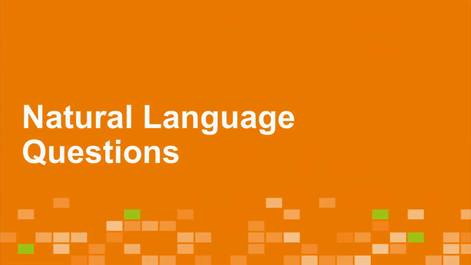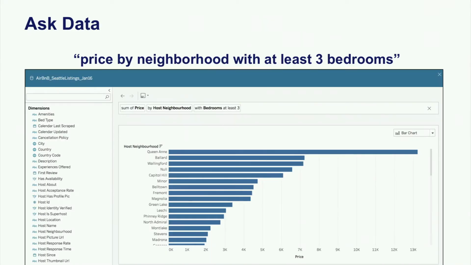So how many of you saw the keynote? So you saw the new release of Ask Data, where we can support natural language mechanisms for asking questions about data. So this is what Ask Data currently does. So if you have some real estate information about housing, you could ask a question, price by neighborhood with at least 3 bedrooms, and the system will infer fields from the data based on the utterance that you've specified and generate a visualization for you.